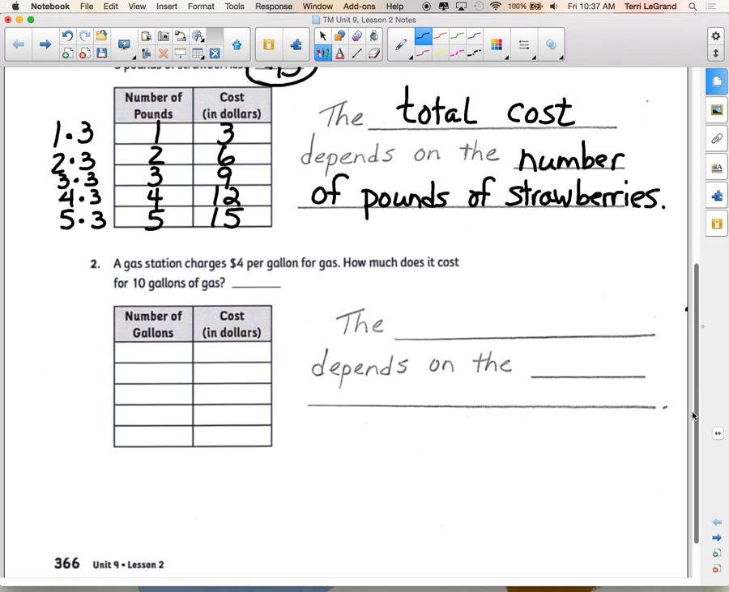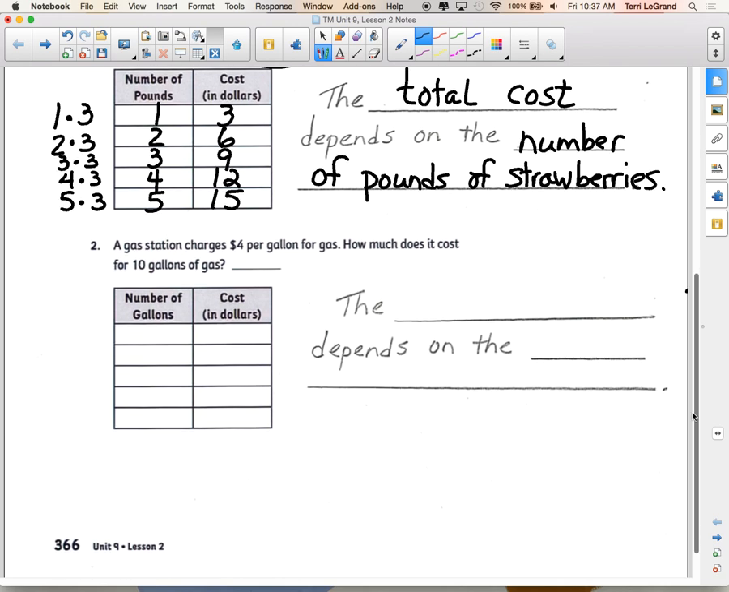Okay, in this next one, let's figure out the relationship first. What are the 2 unknowns in this one? Or the things that can change, basically, in number 2?